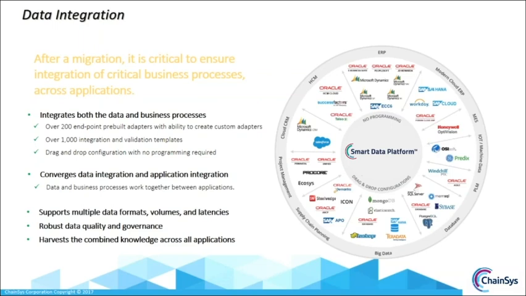Now, the data points you see here are not just the data points for integration. These are the source points for the migration and also the target points for the migration as well. So we use a hub and spoke architecture. The configuration is everything done by drag and drop configuration. No programming is required, whatever.